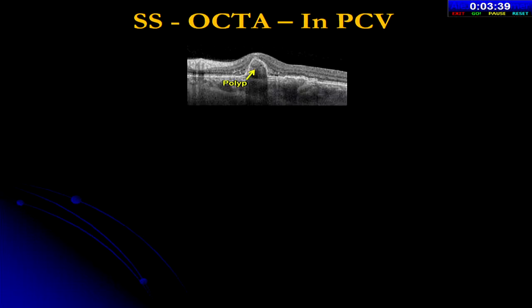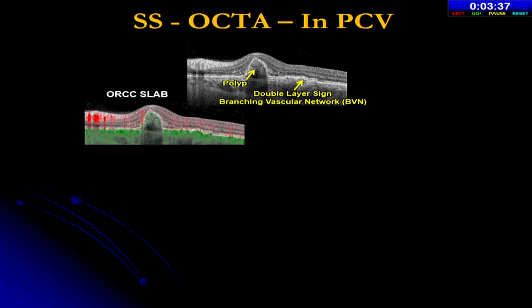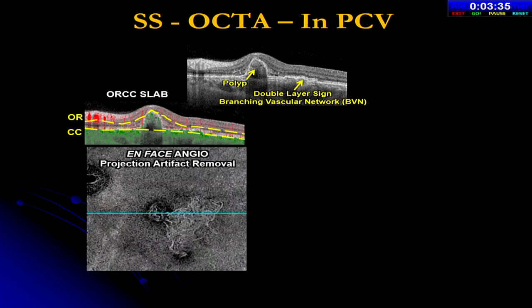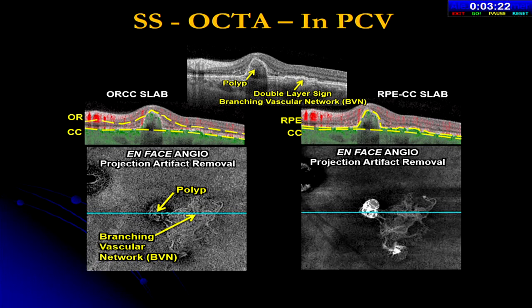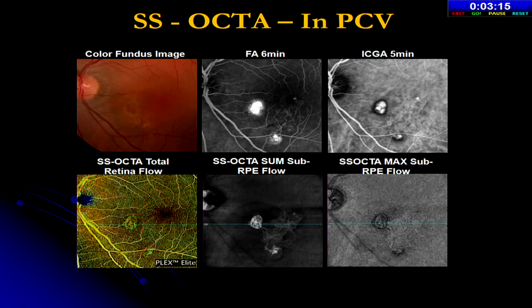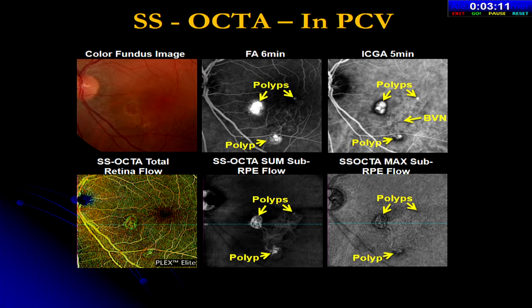In PCV also, it's beginning to show this. You can see the polyp and the double layer sign on the structural OCT. On the OCTA slab, you can see the en face angio once projection artifact is removed, and you can see that network quite beautifully. But when you go forward with the RPCC slab, you can see it even better, with the polyp, with the tangled vessels within that, and the branching vascular network. In fact, this looks a lot better than what you see on FFA ICG, where you see the polyps and the BVN structurally standing out beautifully.